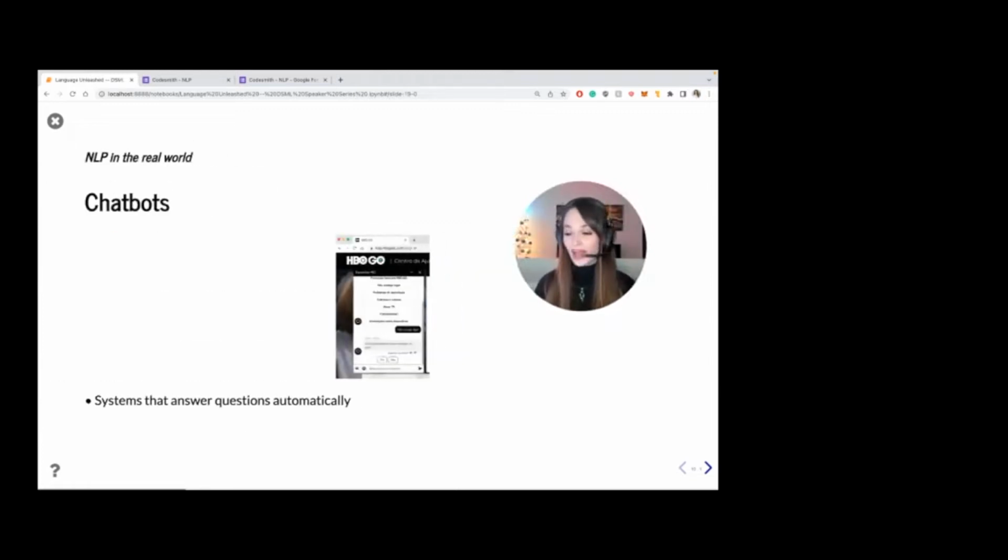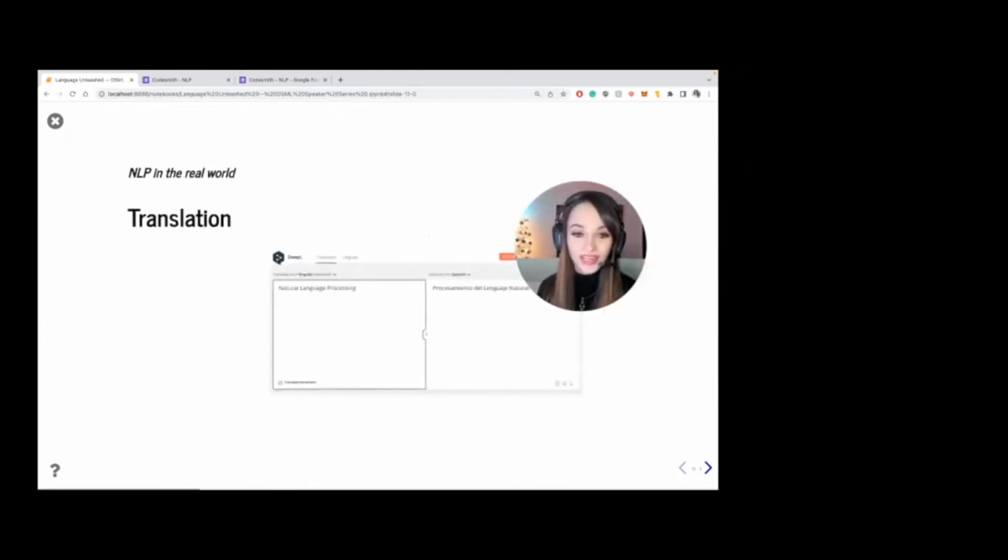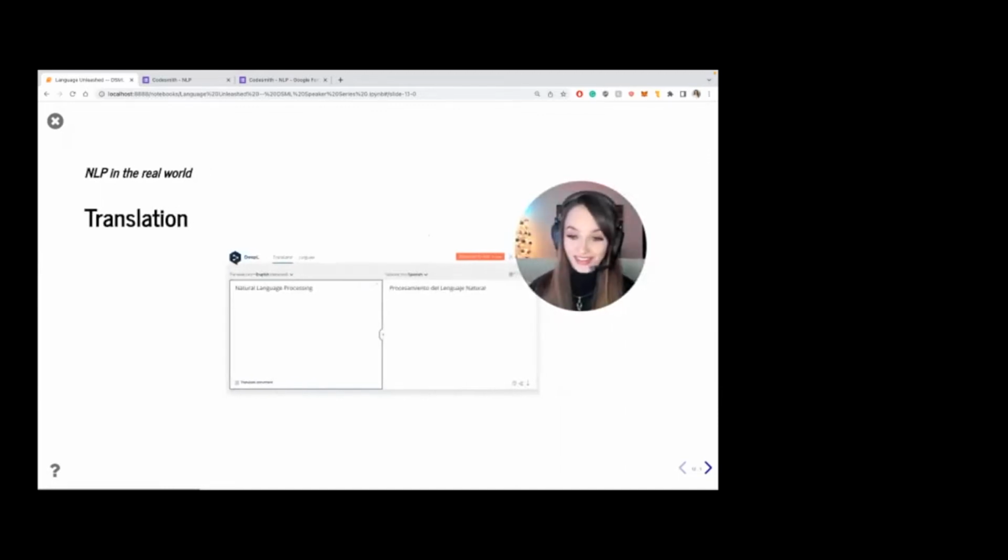The next application is chatbots. Whenever you go on a website or try to talk to your bank or your airline, usually they have a chatbot, and it's a system that answers questions automatically. You're not talking to a human, you're talking to a bot, and they usually can solve your problem. And if not, they'll send it to a human. So that's also NLP in the real world. Translation, this is one that I use all the time, either with Google Translate or deepl.com, just to go from one language to the other.